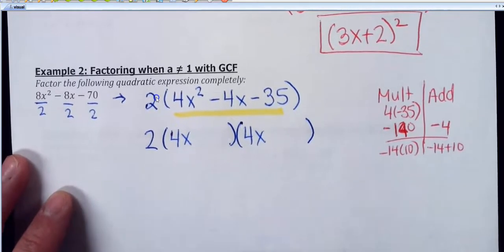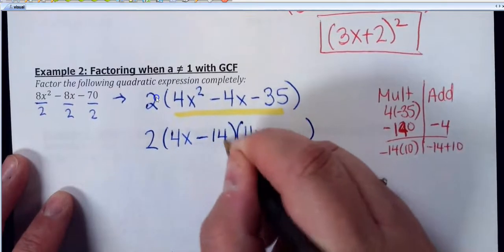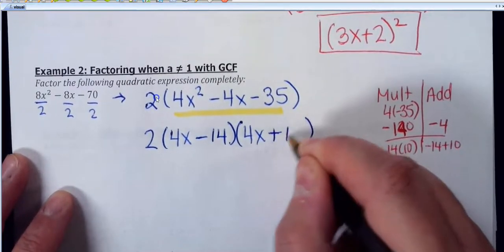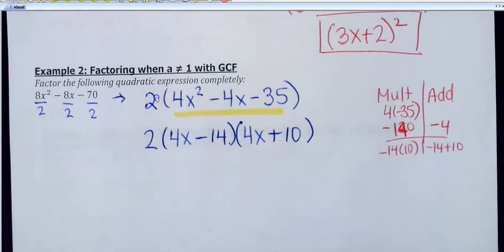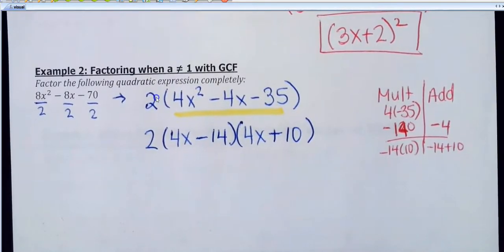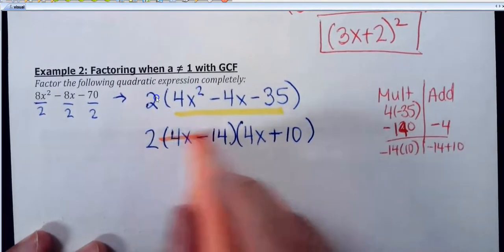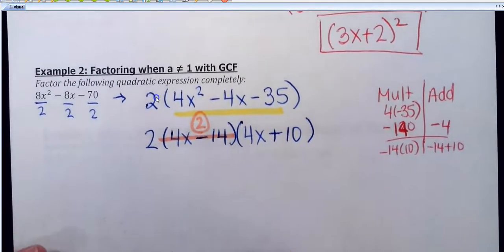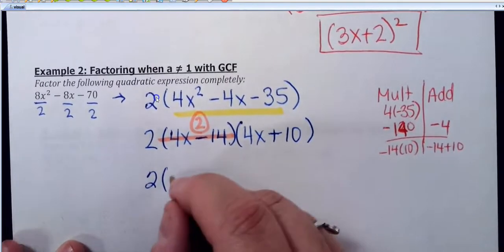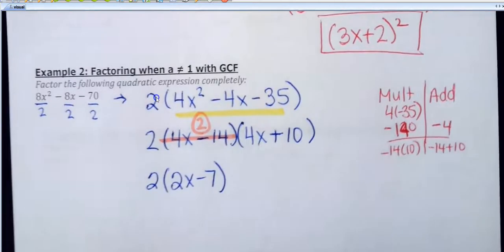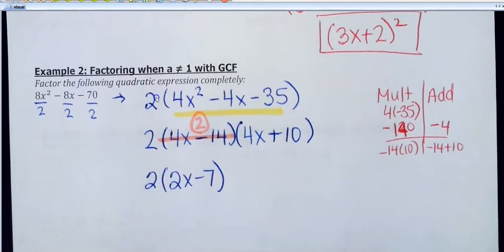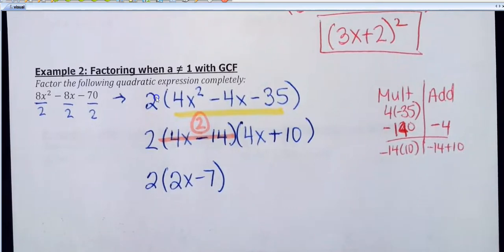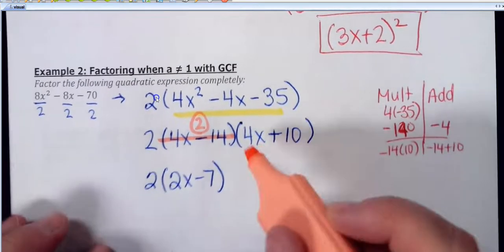To fill in the factors, make one of them a negative 14, make the other one a plus 10. And this is actually a situation where neither one of these is the correct factor. So what do 4x and 14 have in common? 2. I'm going to keep that 2 out in front to keep my factored form. And this would become 2x minus 7. I'm not pulling that out in front or anything like that. It just disappears. What do 4x and 10 have in common?